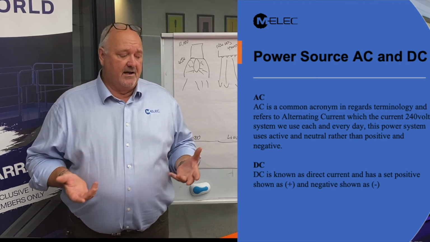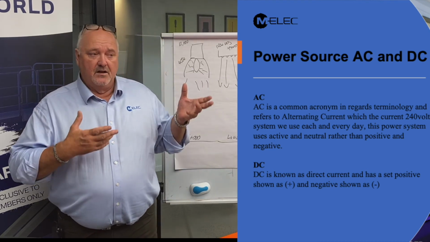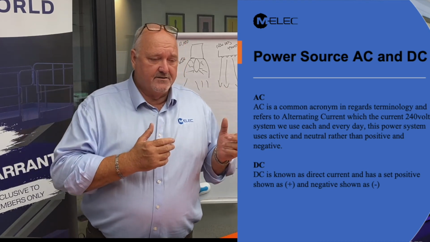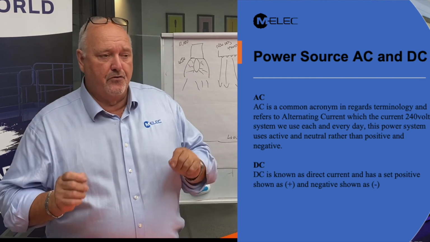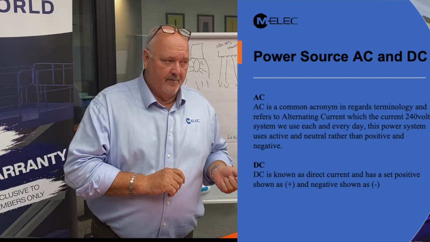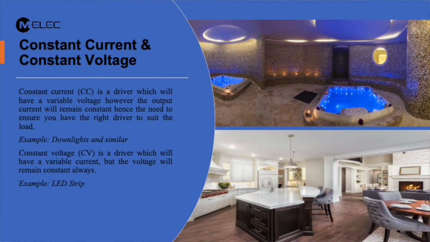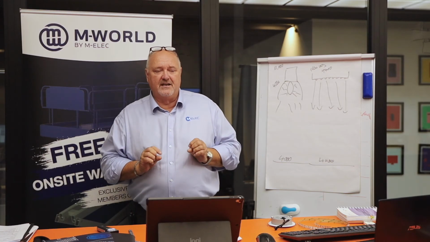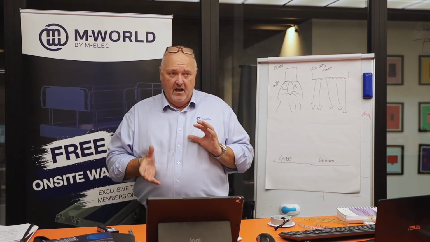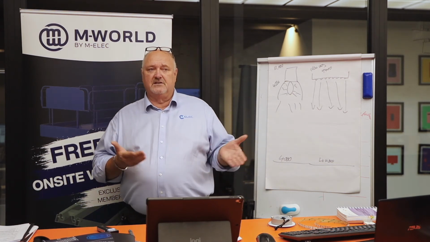DC, direct current, is basically what LED lighting operates off, but it operates off that through the appropriate driver. You don't just use a DC battery. We mentioned constant current and constant voltage before. This is really important because a lot of people don't actually get this, and looking after all the technical side of things, I get a number of calls daily: I need a driver. Okay, the first question you ask: is it constant current or constant voltage?